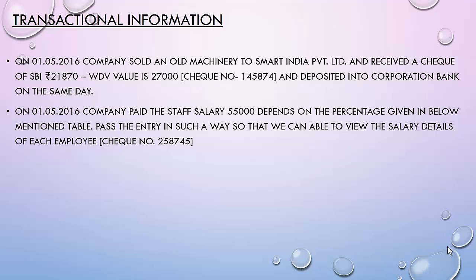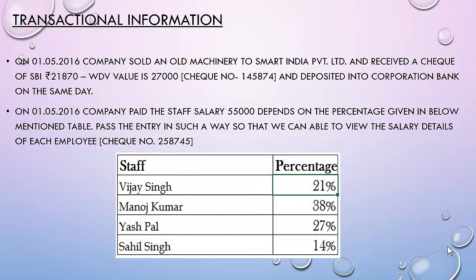On 1/5/2016, the company paid the staff salary of 55,000, depending on the percentage given in the below mentioned table. Pass the entry in such a way that we are able to view the salary detail of each employee. Check number is 258745. The percentage detail of staff-wise salary is here: Vijay Singh is 21%, Manoj Kumar is 38%, Yashpal is 27%, and Sahil Singh is 14%.